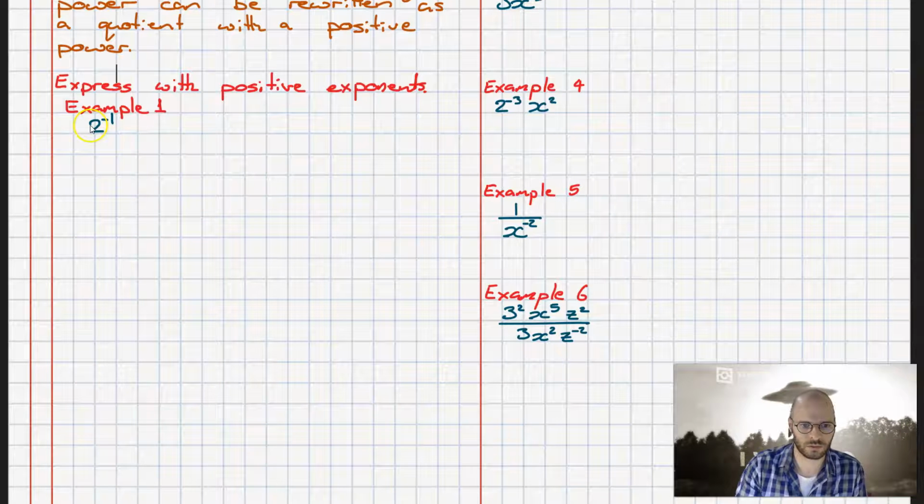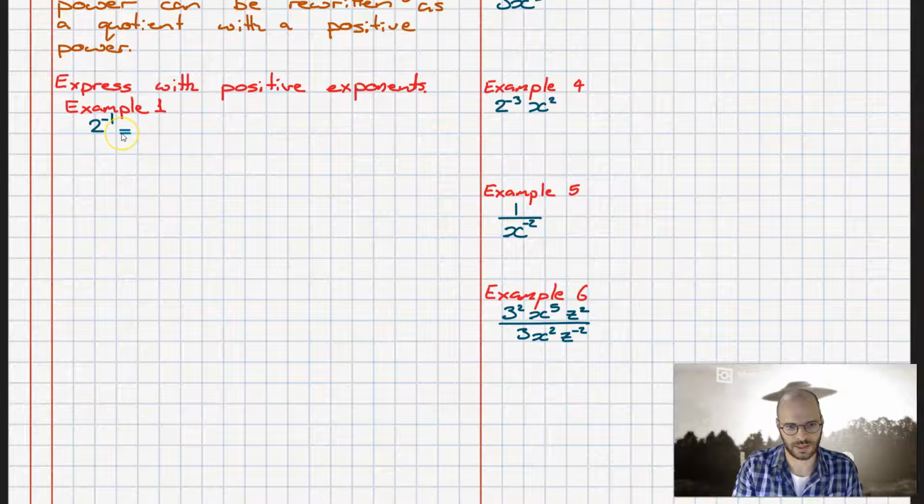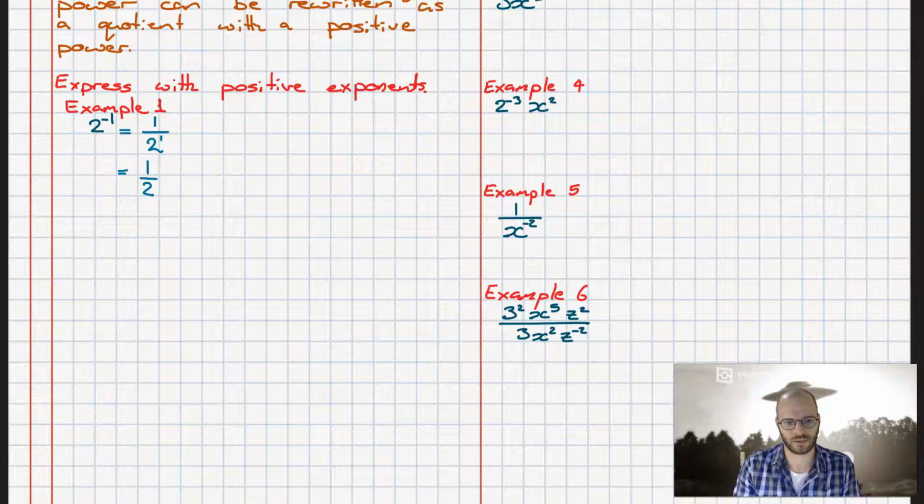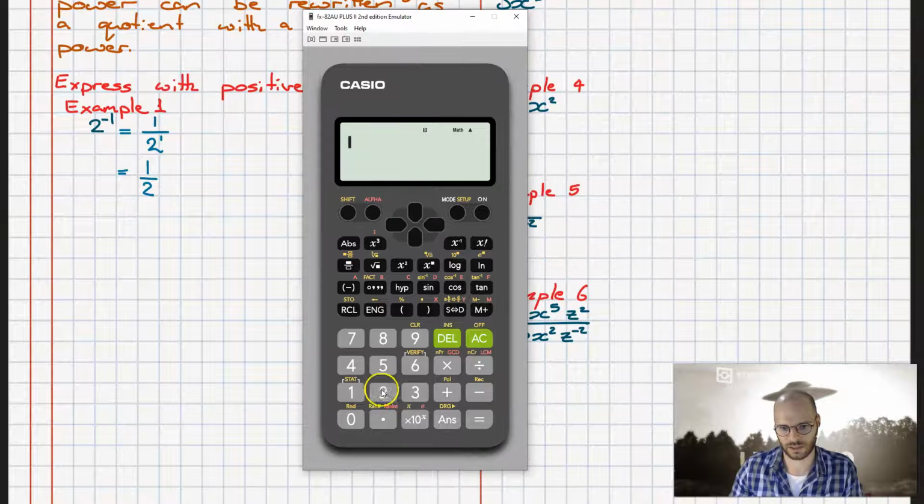So in example 1, we've got 2 to the power of negative 1. Applying this transformation, we're going to get 2 to the 1, we'll put it downstairs, and then we'll put a 1 upstairs. Now simplifying this, we don't need the exponent of 1 anymore. So 2 to the power of negative 1 is simply the same as writing a half. Now if we test this out in our calculator, 2 to the power of negative 1 is the same as 0.5, which is the same as writing a half.